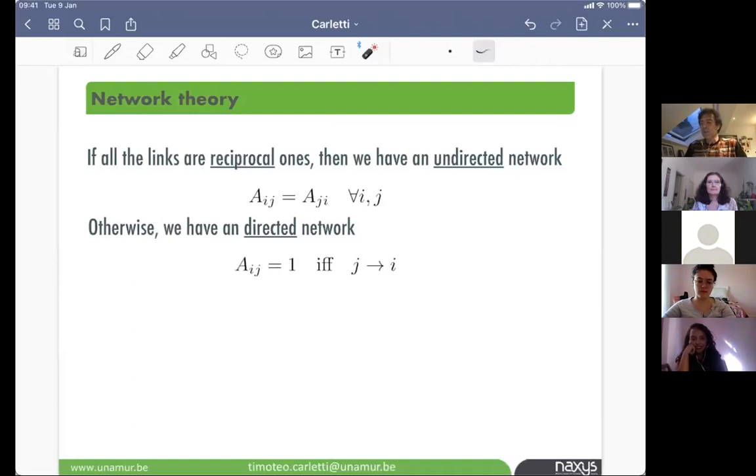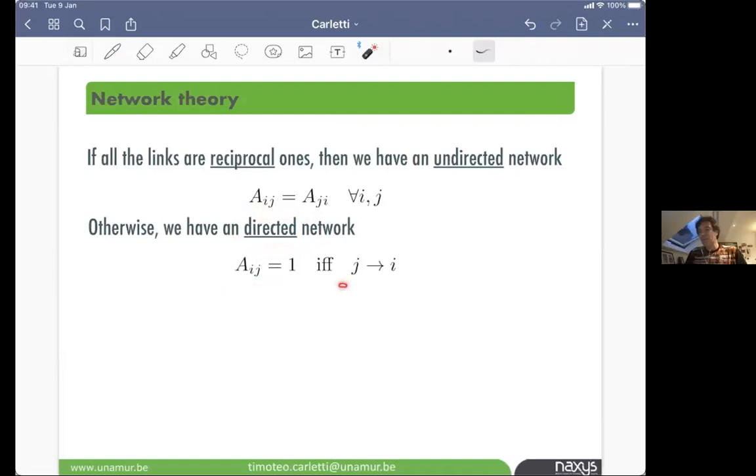And so in this case, you have a directed network, where you have A_ij equal to 1 if and only if there is a link from j to i. So pay attention, because in some books, they use the opposite assumption. They define A_ij equal to 1 if there is a link from i to j. So you just have to pay attention at the beginning of the book where the notation is. But once you have this one or this one, everything is the same. You have to know what you are speaking about at the beginning. Okay.